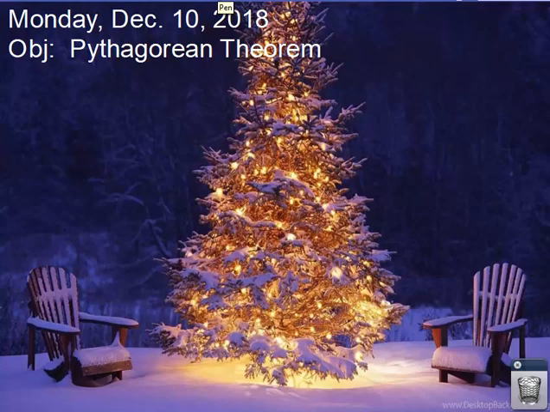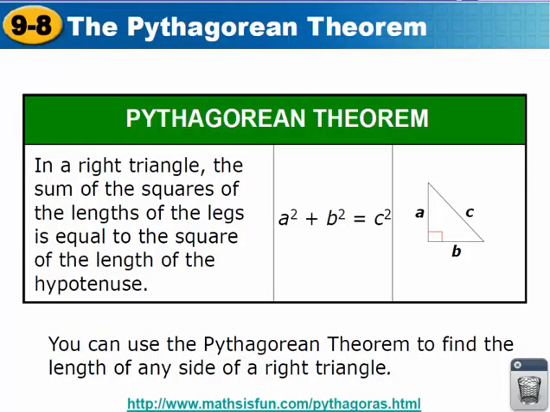Hello class. Today we're going to talk about the Pythagorean Theorem. So what is the Pythagorean Theorem? Well, it's mainly this. It says in a right triangle, the sum of the squares of the lengths of the legs is equal to the square of the length of the hypotenuse.